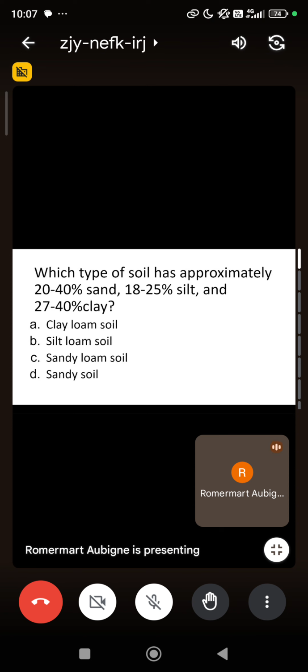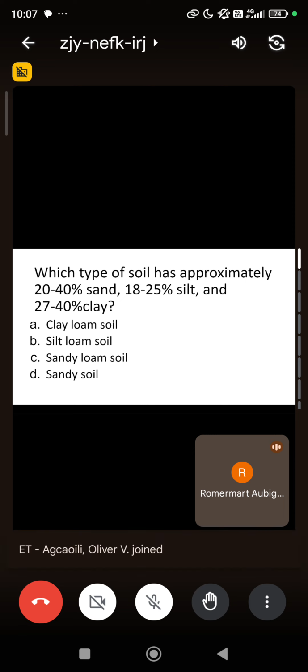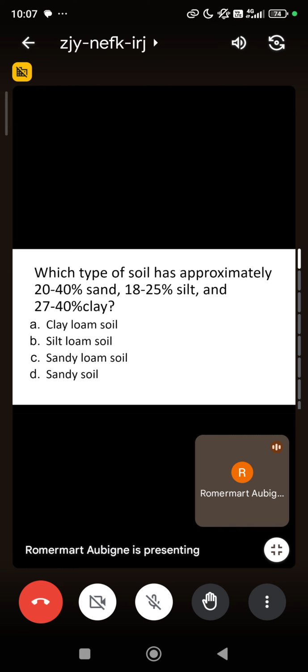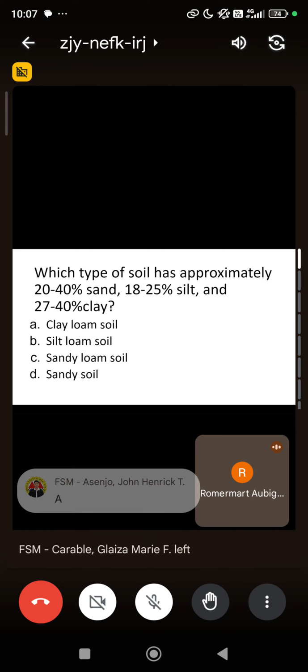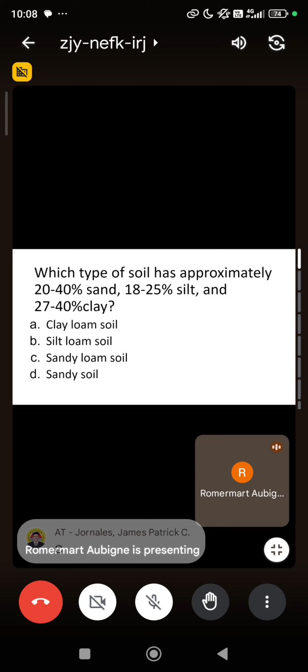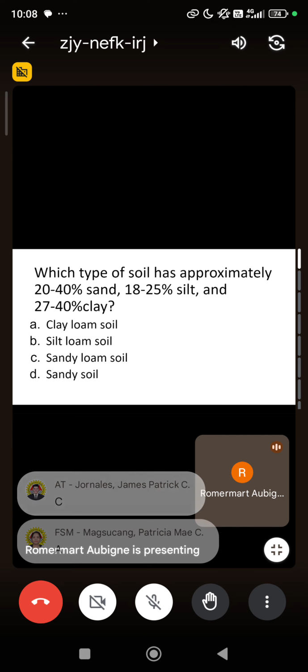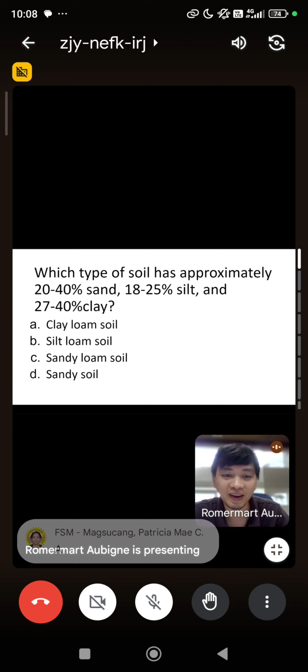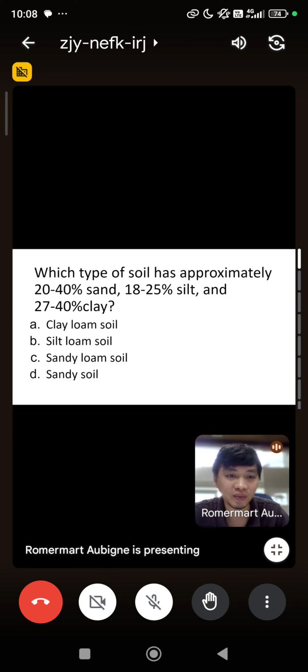So, which type of soil has approximately 20 to 40% sand, 18 to 25% silt, and 27 to 40% clay? A, clay loam soil. B, silt loam soil. C, sandy loam soil. D, sandy soil. Dati nung ako dito, hinuhulaan ko to eh. Pero ngayon, nakuha ko na to kung paano.